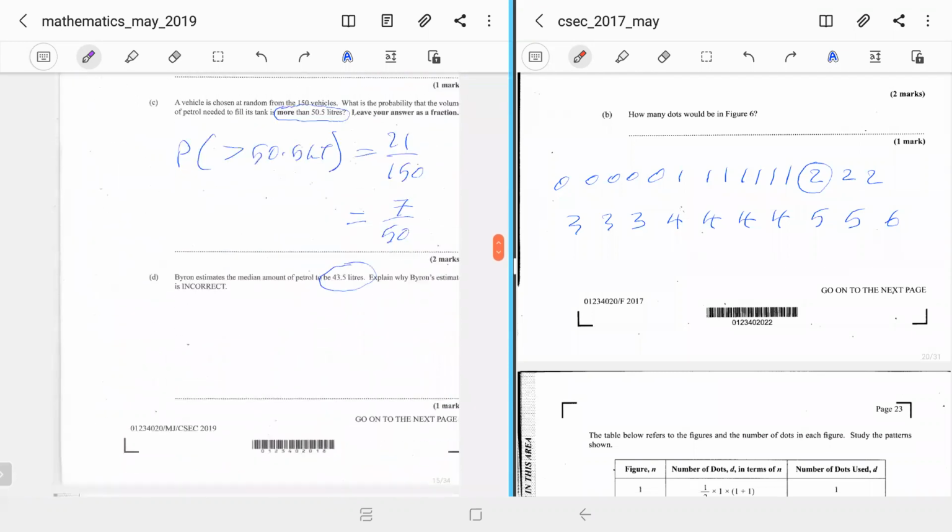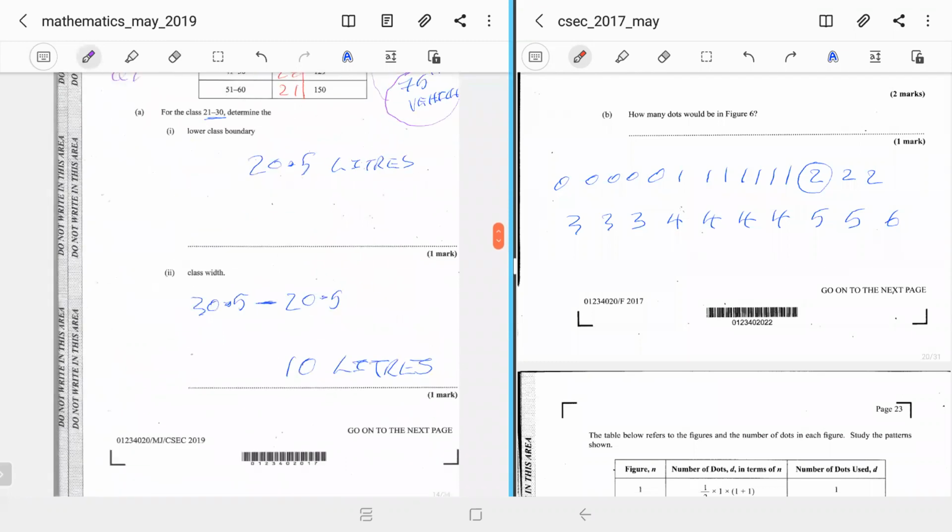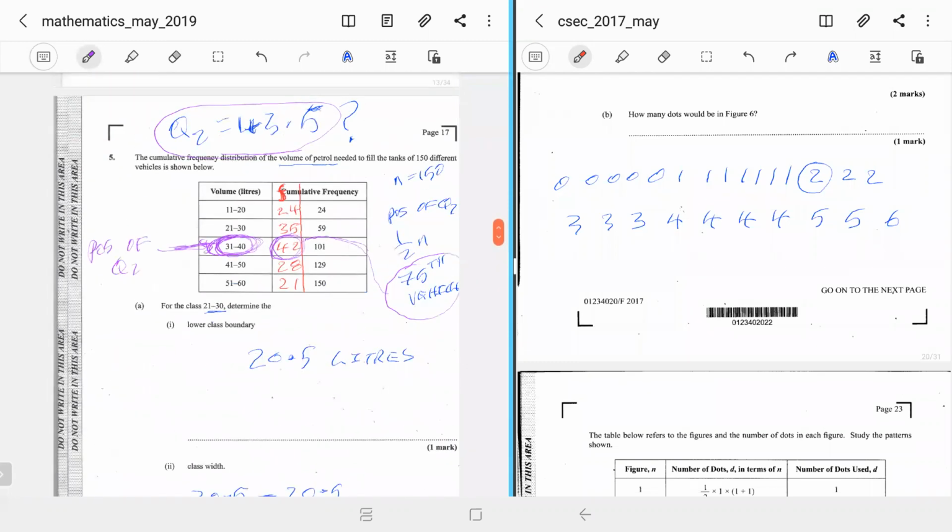So that's what you have to tell the examiner. Sir, would the 43.5 liters fit in that group that you circled, sir? Yes, sir. 43 point something in there, sir. Oh, okay, the median is there. Yeah, that is 41 to 50. So 43.5 is somewhere in there, sir. Yes, sir. But the median is in another group there. The median is the 75th vehicle.